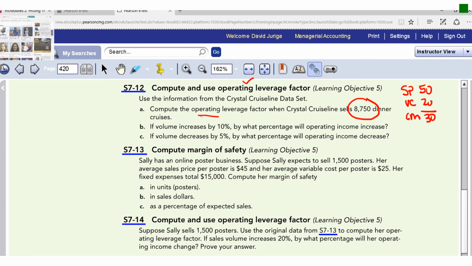So what we're going to first have to do is calculate what the net income was at 8,750. We'll take that unit contribution margin and multiply it by this volume. We're then going to subtract out the fixed costs, which were 210. That's going to give us our net income. And then I'll show you again how to get that factor. Then we'll do some sensitivity analysis by increasing or decreasing these volumes to show you how you can figure out the impact on profit.